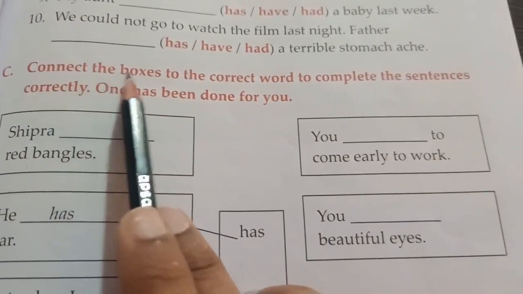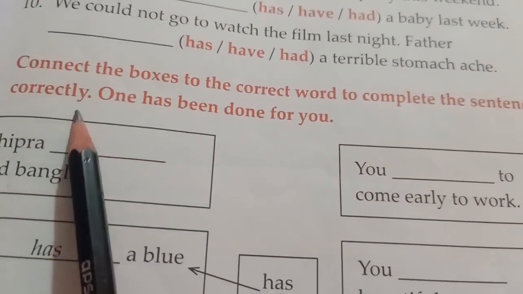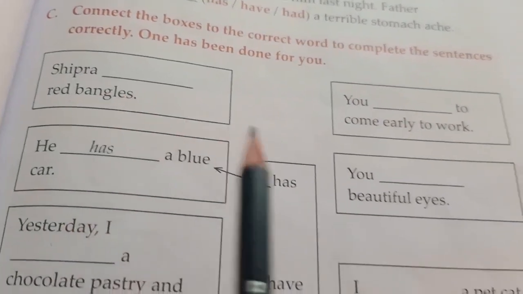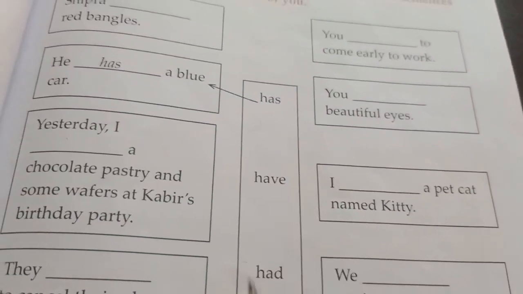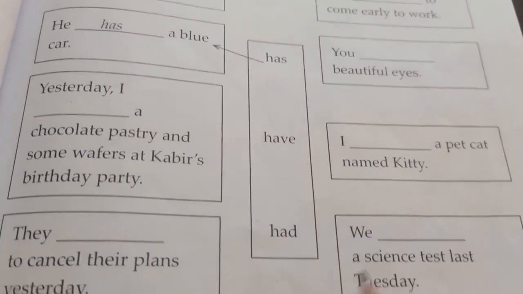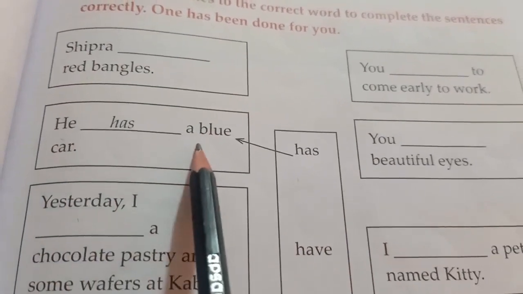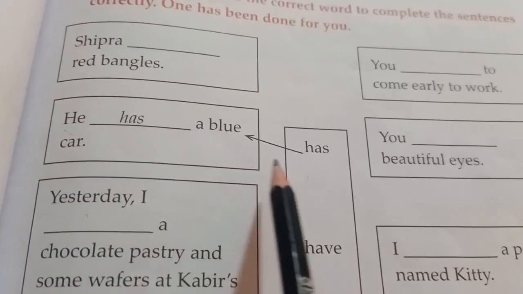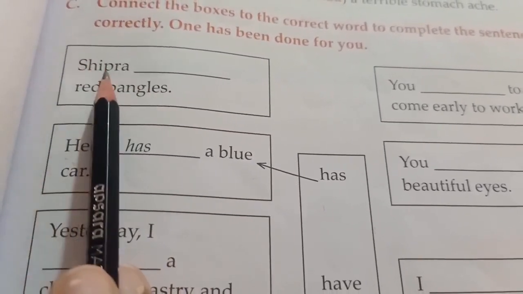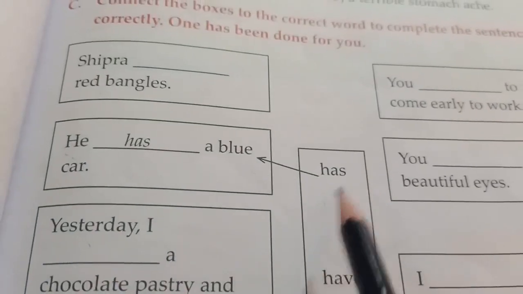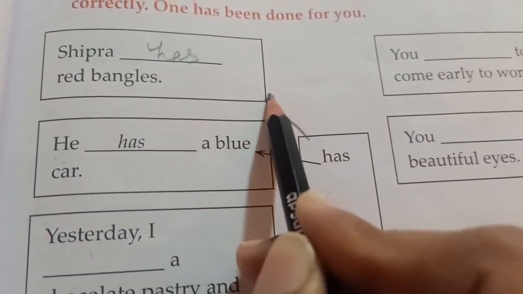See, connect the boxes to the correct word to complete the sentences correctly. Okay, we need to connect it, means with has, have or had. Here options are given. We need to fill it or connect it, means we will make an arrow. One has been done for you. He dash a blue car. He has a blue car. Okay, so the first is Shipra. Singular subject. With singular subject what we use? Has. So here we write has and we drag arrow like that.